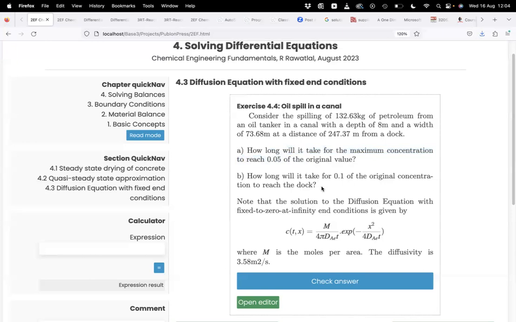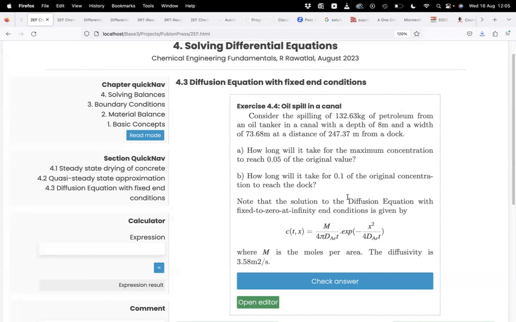Then on the other one, how long will it take to reach the dock? So we are given the distance from the dock. So we can simply enter this value for x here, and then solve for t. So again, we can put in the concentration here, and then we've got the x value. Everything else is specified, and we can just solve for t. So it's just a matter of solving this expression. So you see, once you have the solution available, then you can answer interesting questions like that.